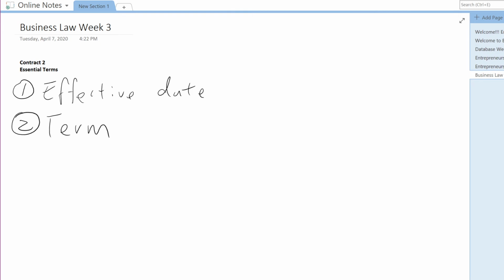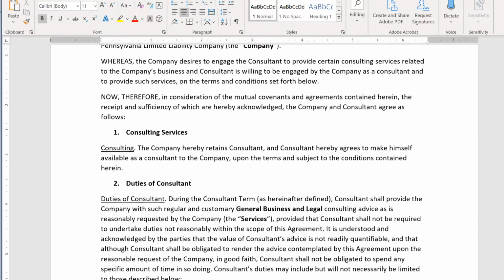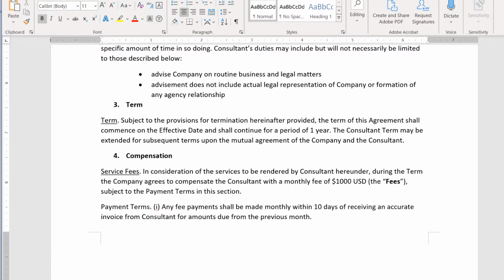So in general, I might say the term of this contract is 1 year. It should have a term provision for termination hereinafter provided. That's very legalese and lawyer talk, but I'll explain in a second. The operative word here is this agreement shall commence on the effective date. It starts on the effective date and it ends 1 year from the effective date.